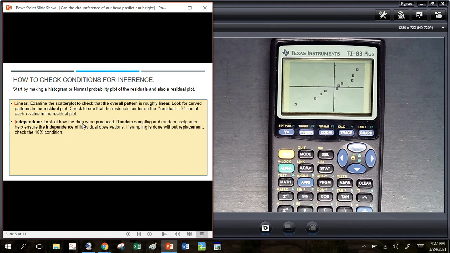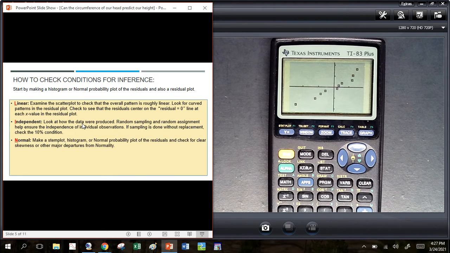We also want to see if we have independence. So look at how the data were produced. Well, we took random samples. We basically picked a random 10 kids. So therefore, we've got the random sampling in place. However, because we want to check for independence, we want to see if the 10% condition holds. So can we assume there are more than 100 children in the population? Yes, we can. The next thing we want to do is check for normality.